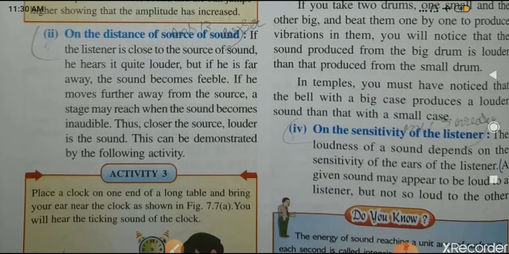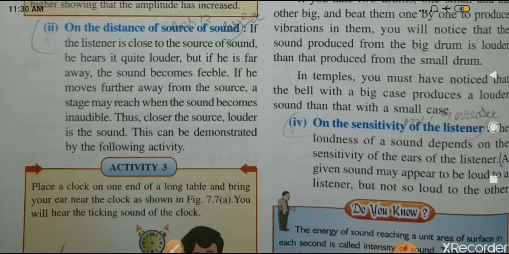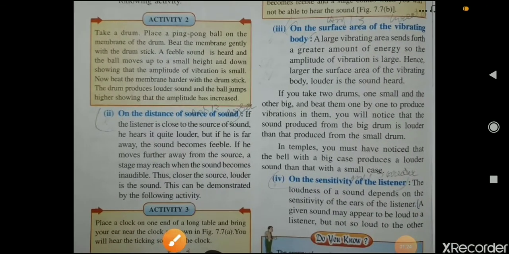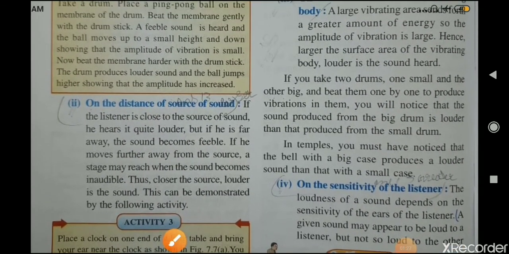Now, the second one is the distance of the source of sound. If the listener is close to the source of sound, he hears it quite loud, but if he is far away, the sound becomes feeble. If he moves further away from the source, a stage may be reached when the sound becomes inaudible. Thus, the closer the source, the louder the sound heard. It means if we are closer to the source of sound, we hear it quite loud, but if we are far away from the source of sound, we hear a feeble sound.